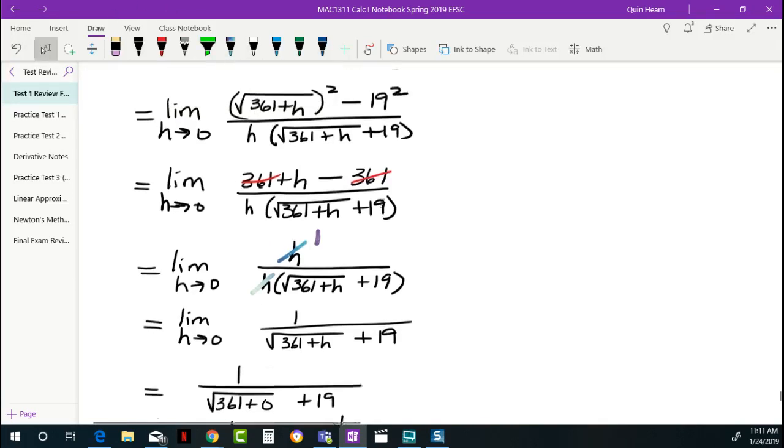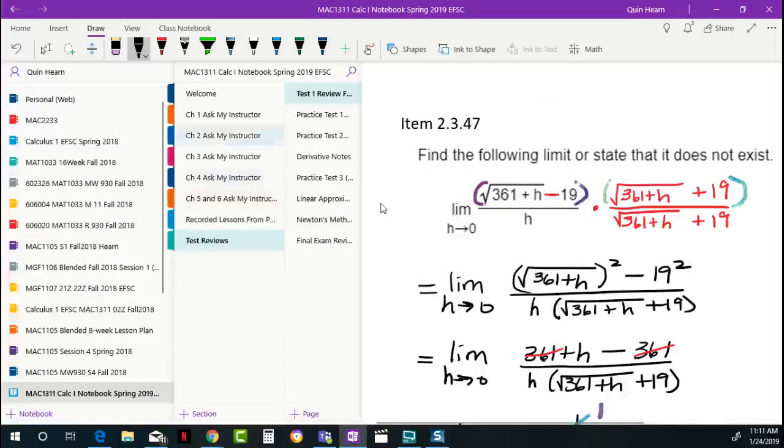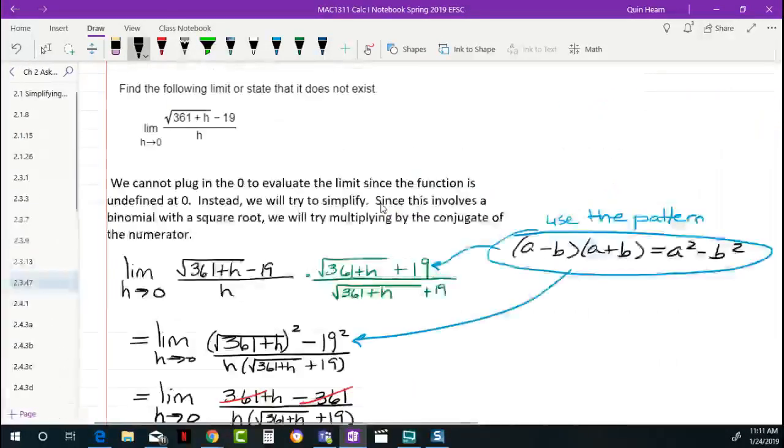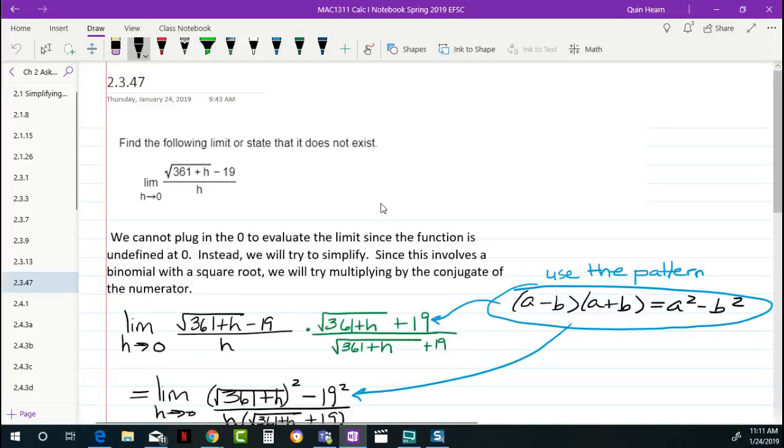Okay, so that was a question that someone sent in, and I also posted the solution to it. I want to show you in your OneNote file. I have a tab for each chapter of Ask My Instructor questions. So it's also posted in chapter 2 under 2.3.47. So whenever you send me an Ask My Instructor question, I file it on here.